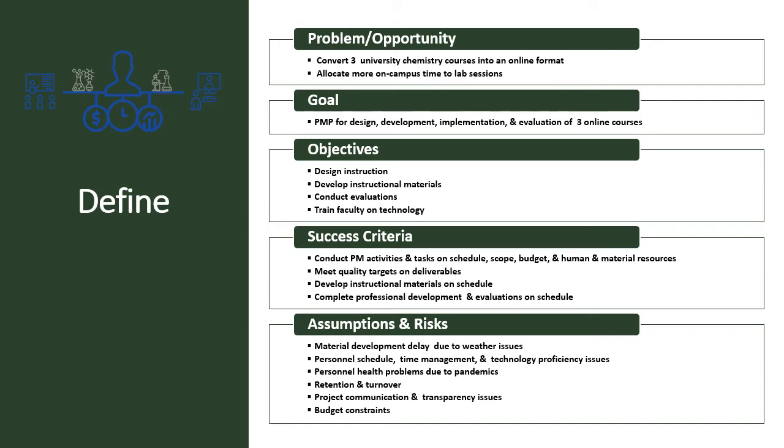As indicated in the project scope, the main goal of this project is to develop an efficient and effective project management plan for the design, development, implementation, and evaluation of 3 online versions of the chemistry department foundational courses in alignment with IDE. The project objectives for 3 courses are design instruction, develop instructional materials, conduct formative and summative evaluations, develop and implement faculty technology training. The define phase of this PMP also includes a detailed analysis of the success criteria and possible risks and assumptions to ensure project success.